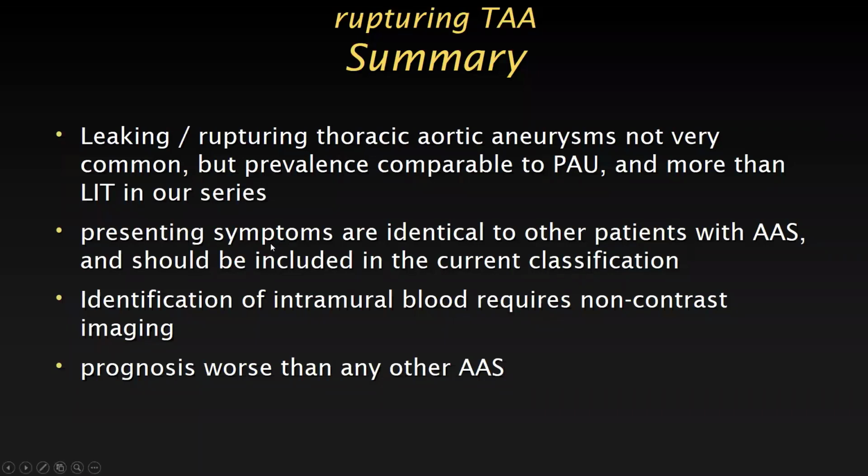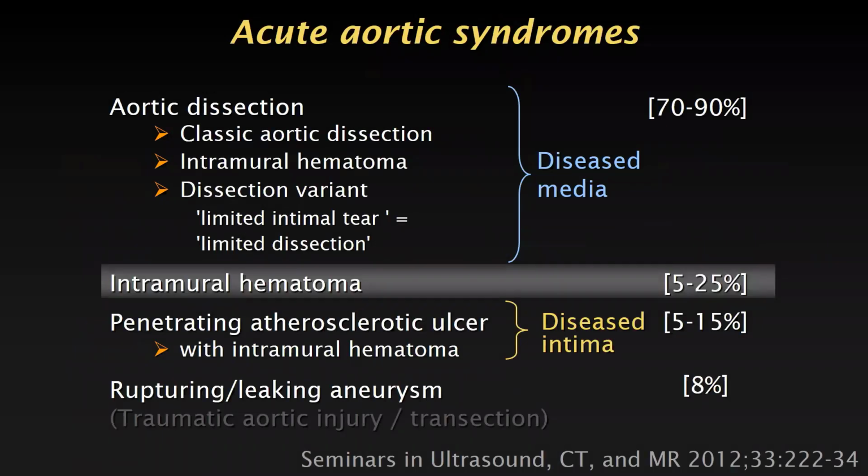Again, acute aortic syndromes essentially should be dissections, intramural hematomas, penetrating atherosclerotic ulcers, and rupturing aortic aneurysms. And as for all of the acute lesions of the aorta, we need non-contrast scans to find where the fresh blood is. The prognosis of rupturing TAAs is worse than any of the other acute lesions that we have. So here is just a quick summary, to reiterate and show you what has always confused me, and hopefully will no longer confuse you in the future.